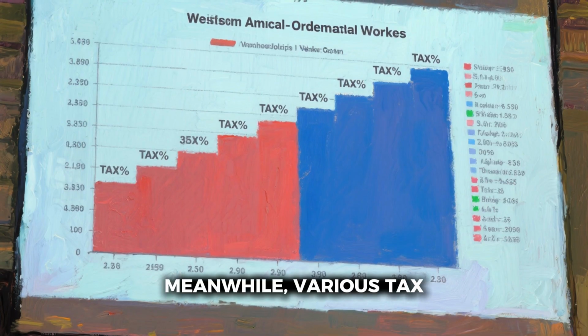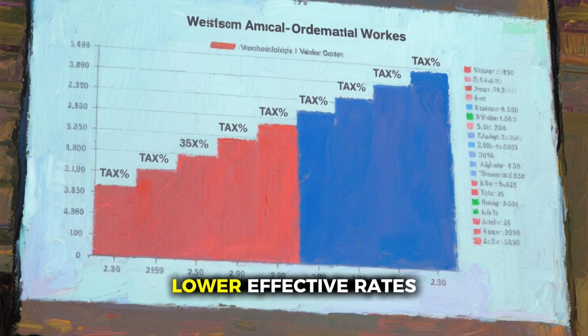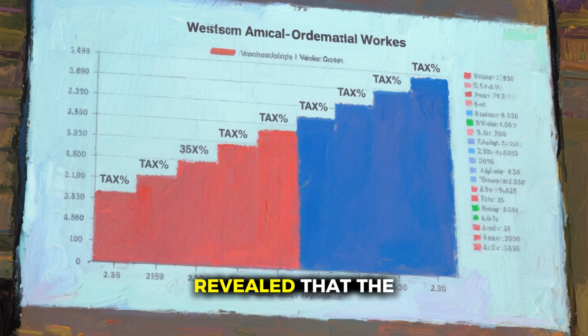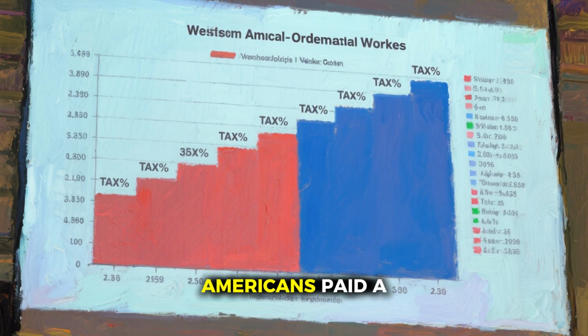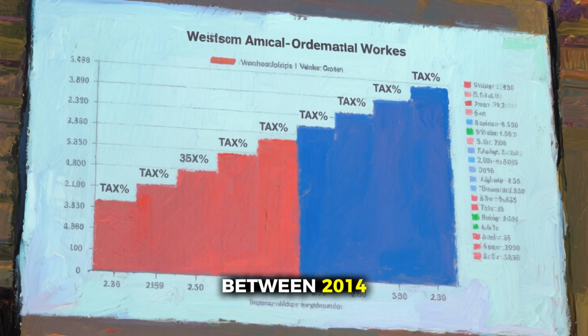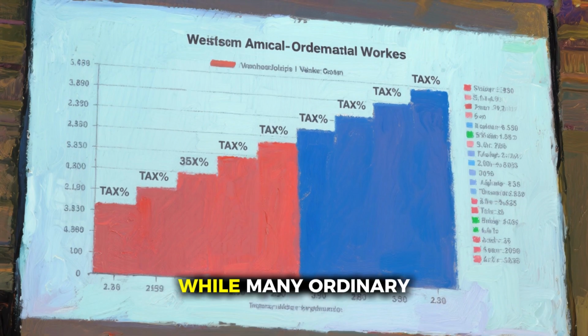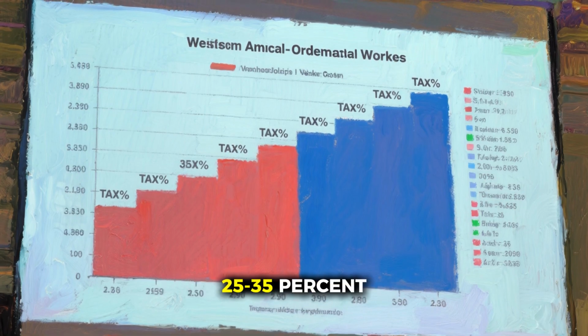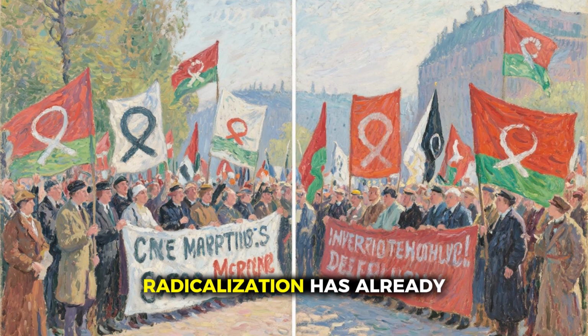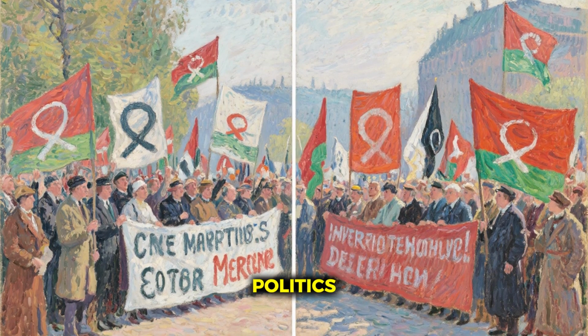Meanwhile, various tax advantages allow the wealthiest Americans to pay lower effective rates. ProPublica's analysis of IRS data revealed that the 25 richest Americans paid a median federal income tax rate of just 15.8% between 2014 and 2018, while many ordinary workers paid 25-35%. Stage 5, political fragmentation and radicalization, has already begun emerging in American politics.